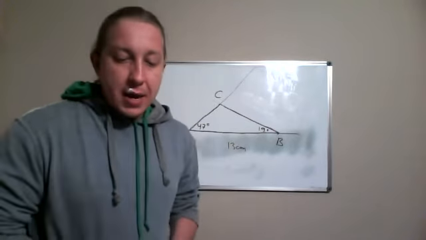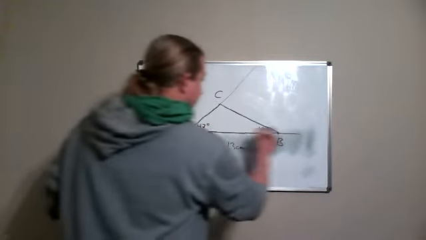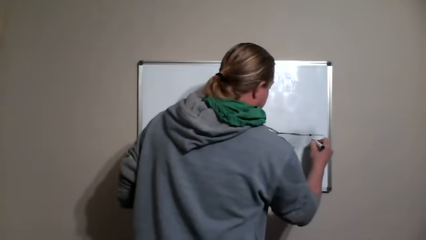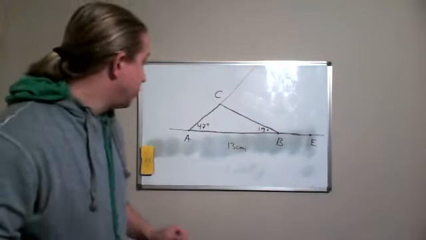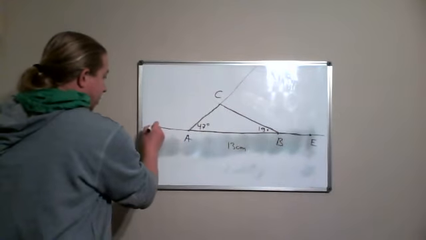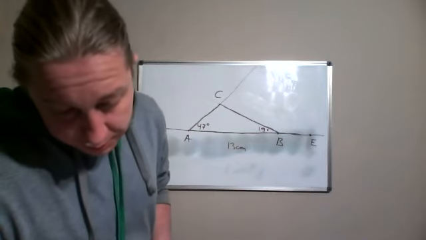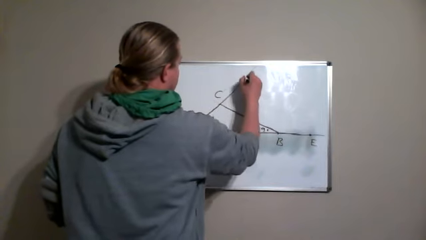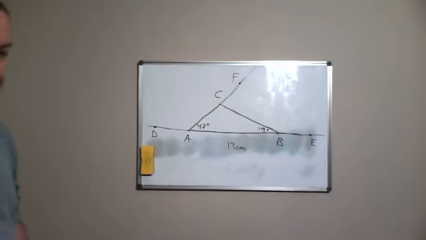Number 2, extend AB to E. All right, AB to E. There's my point E. All right, BA to D. BA to D. There. And AC to F. AC to F. Okay, there's our extensions.